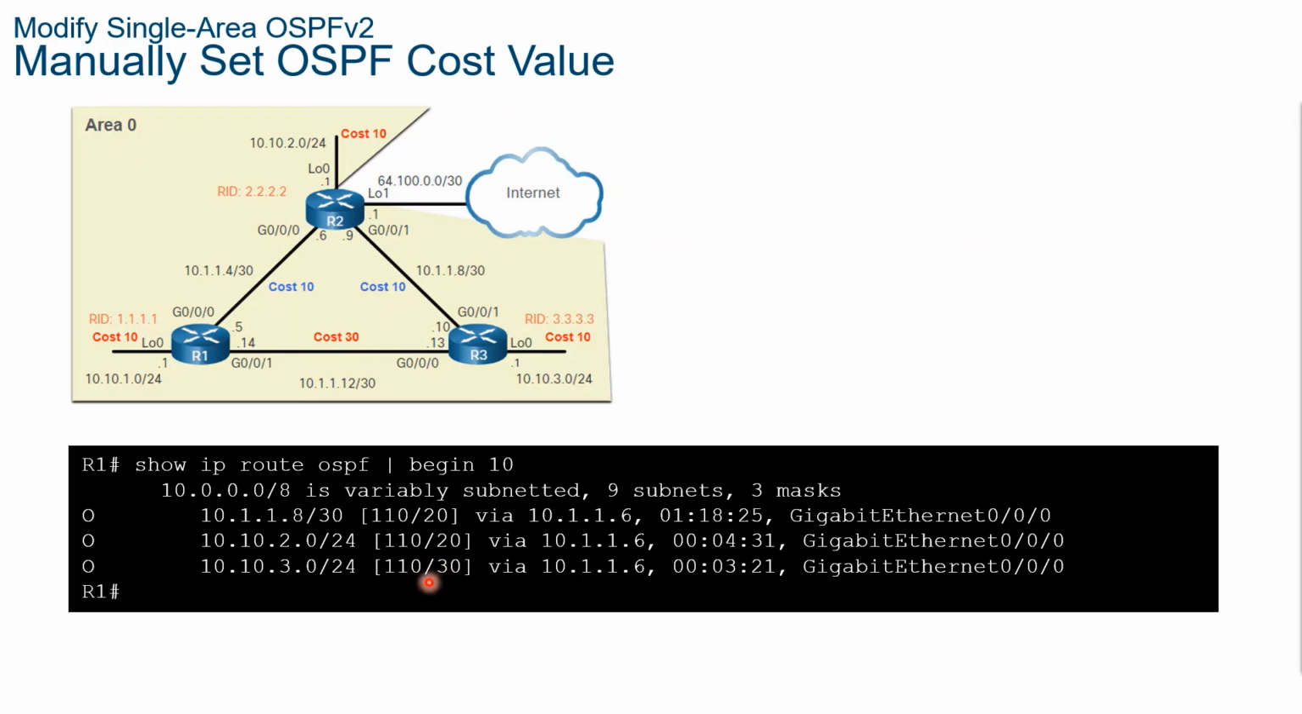Okay. So also note that although using the ip ospf cost command is the recommended method to manipulate the OSPF cost values, an administrator could also do this by using the interface configuration bandwidth kbps command. However, that would only work if all the routers are Cisco routers.